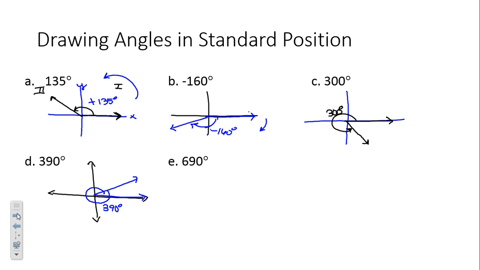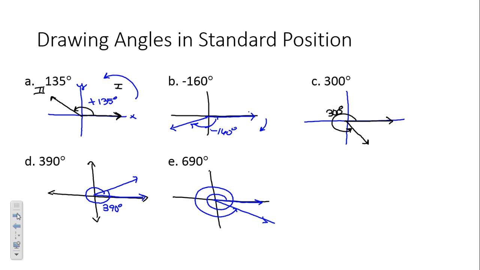Next one, 690. Okay. We know we've got to go all the way around at least once, right? 30 degrees shy of 720. Jordan could look at that and say, I'm going to be in the 4th quadrant, which means that he's got great instincts. Going to be 30 degrees shy of 720. 720 is 2 complete revolutions, isn't it? So there's our initial ray and there's our terminal ray.